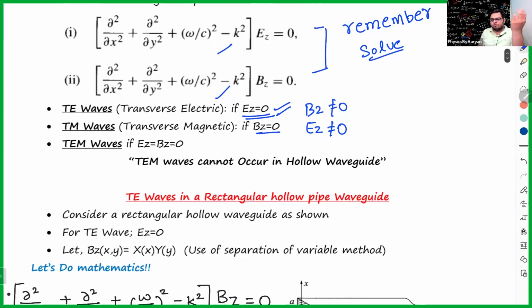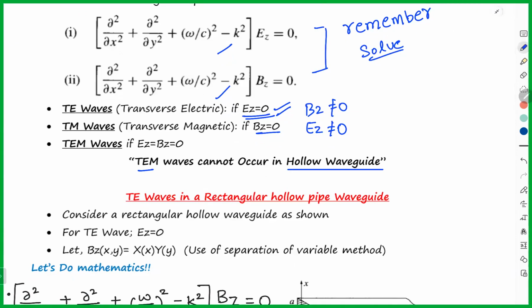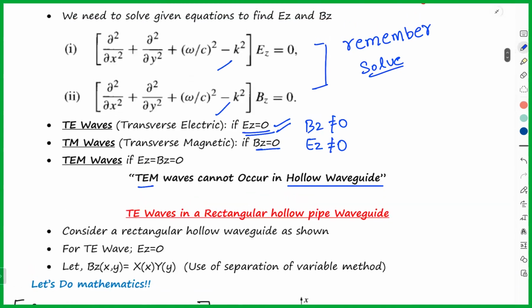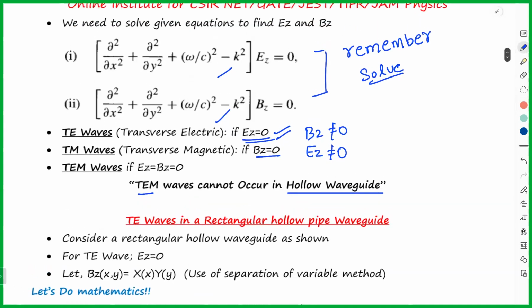And there is a proof which you can look in Griffith's book, but the main statement says that TEM waves cannot occur in hollow waveguides. As long as you have a hollow waveguide, you can never have TEM wave. TEM wave is not possible. Either TE wave will be possible or TM wave will be possible, but TEM wave will not be possible. Okay. Now, any doubts till this point? Any doubts as such?